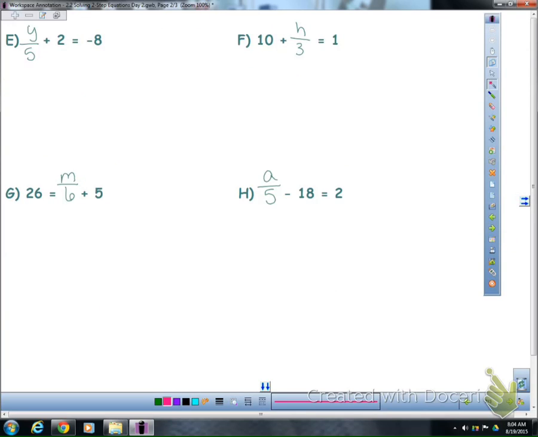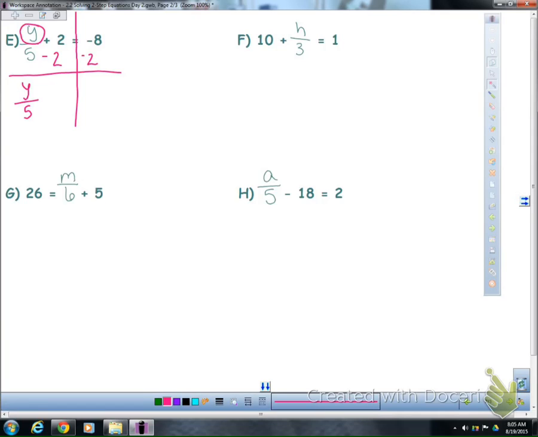Okay, if we look at example E, we have a bunch of fractions in here. Now, stop and ask yourself for a second, am I going to subtract first or am I going to multiply first, and what's the difference? On this example, we are going to subtract 2 first. We only multiply if there's more operations up here in the numerator. This one only has the variables, so we are going to subtract first.